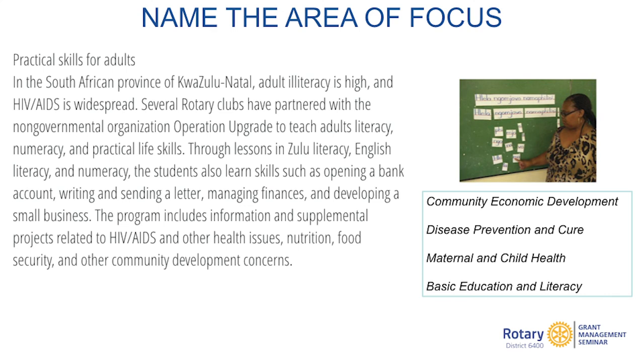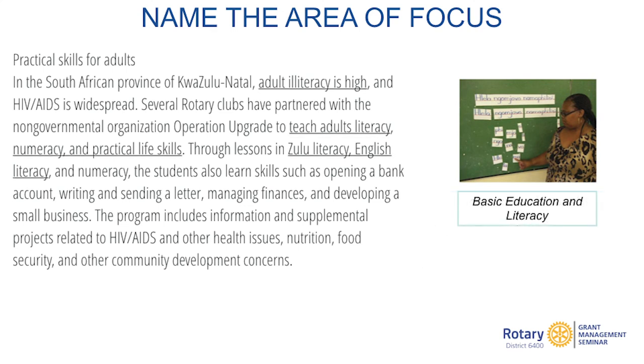Can we say all? They kind of all do a little bit. Yeah, that's what makes it a good question. They kind of all do. When you're doing a grant, a global grant application, you have to pick an area of focus. And it's always a good idea to pick one area of focus, the most dominant area of focus. So the answer is basic education and literacy.